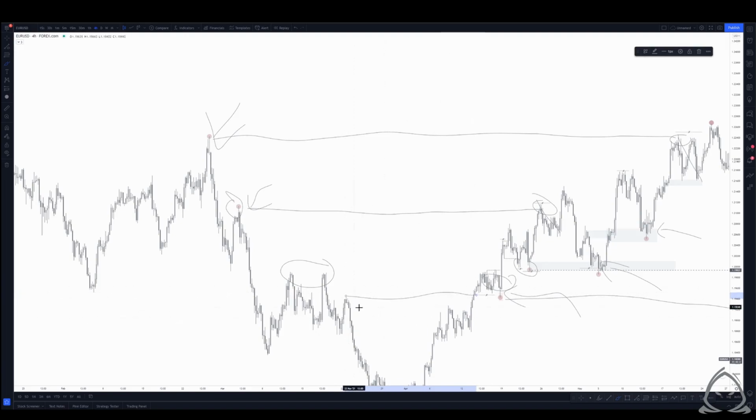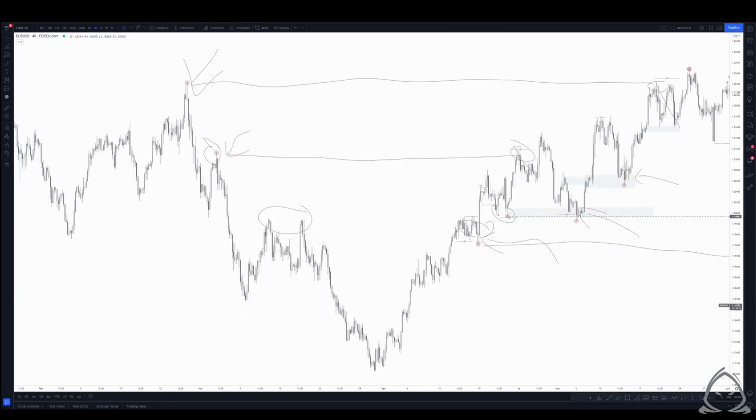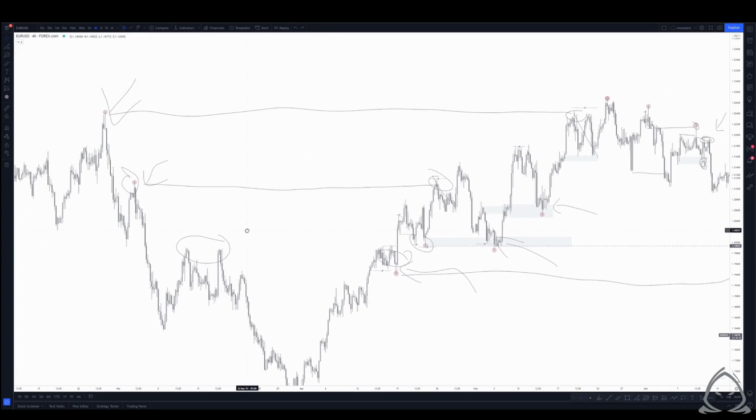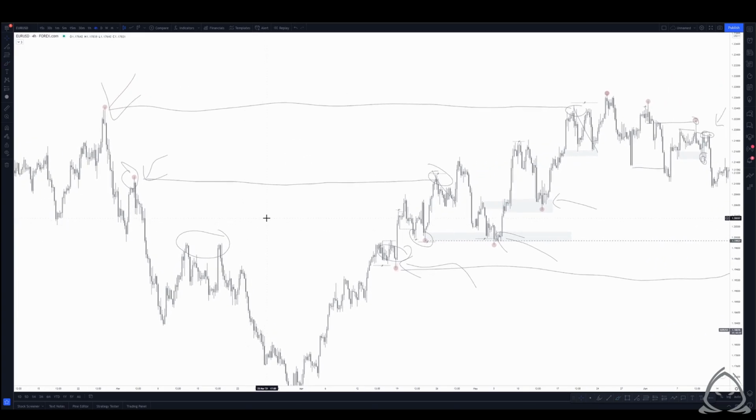We look right here. Is this a structural point? Yeah. Could we say that this is a protected high? In theory, yes, but you'd want to start looking at things a little bit more logically. Yes, this would be on a 15-minute, but again, 15 versus 4 versus daily versus weekly, and so on and so forth.